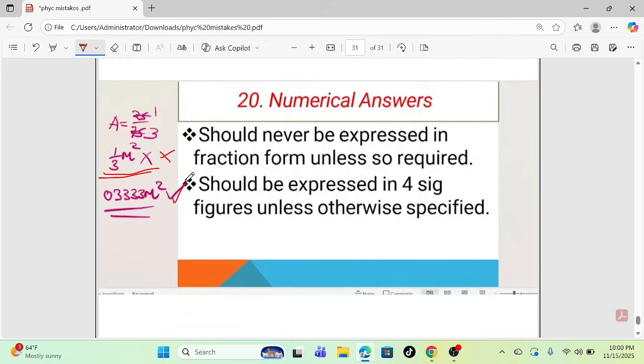So answers should be expressed in four significant figures unless otherwise stated. This is always, for every place. Your answer must be expressed in four significant figures unless you have a specific instruction. But mostly for KCSE, most of the KCSE questions have that instruction. Why? For uniformity of the answers. In KCSE, 90% of the time they put an instruction, 3 significant figures, 4 significant figures. But in case they have not put one, it is also fine, but you have to express it in 4 significant figures.